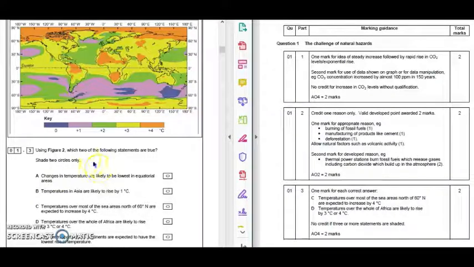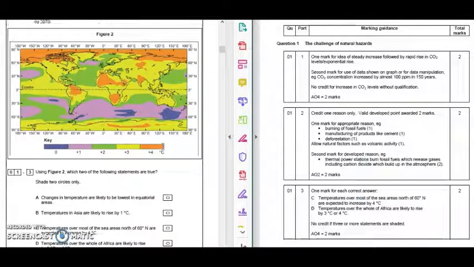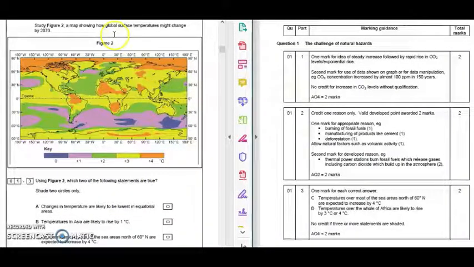Question 1.3. Using figure 2, which two of the following statements are true? Shade 2 circles in only. So figure 2, you've got a map of the world with loads of different colours on. These colours show different increases in temperature of the surface of the world, and what they think they're going to increase by by 2070. So the correct answers are C and D.